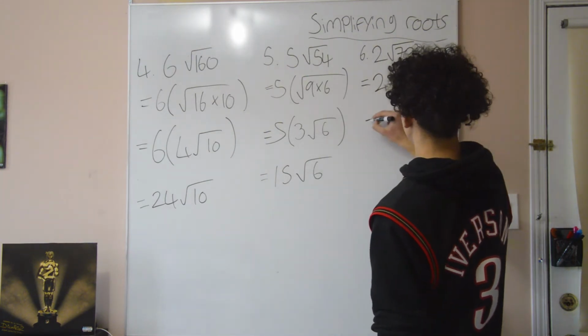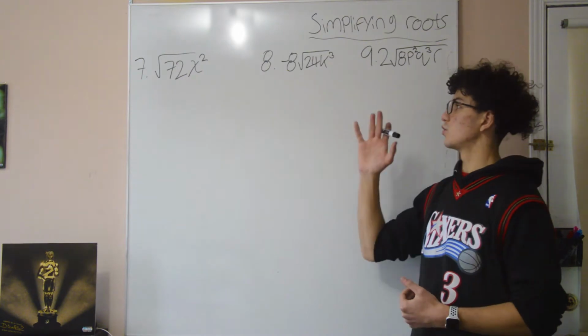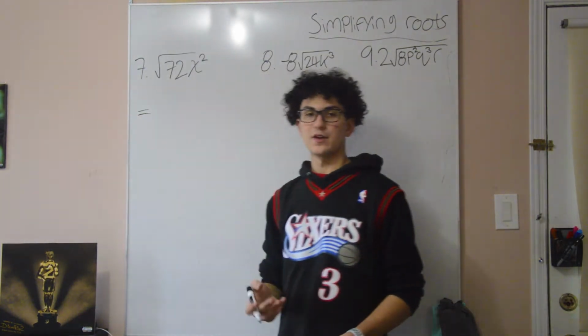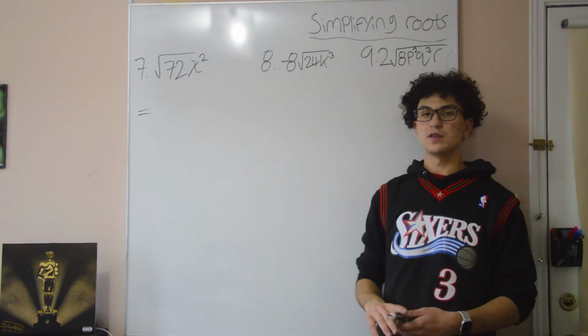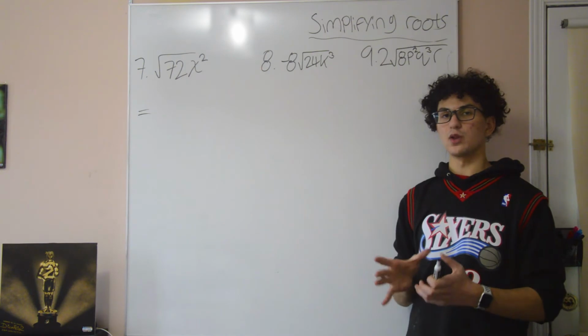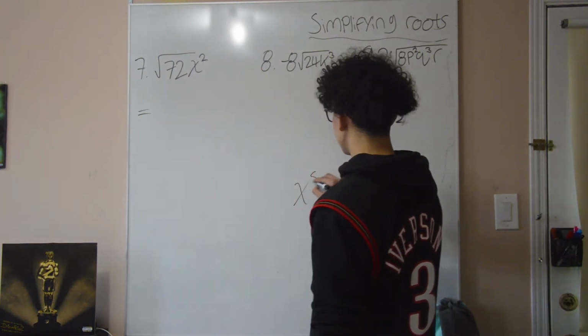So, we know our answer just becomes 54, just like that. Okay, moving on to our last 3 now. Now, we can actually add variables when we do this. And the way we look at it then is we try to split the variable up accordingly. So, for example, x to the 5.